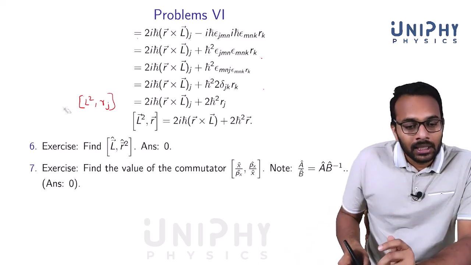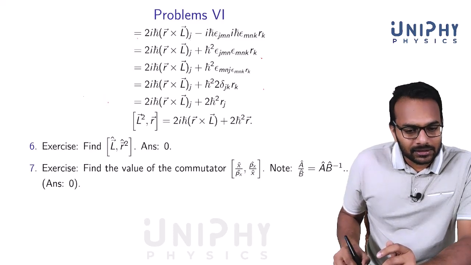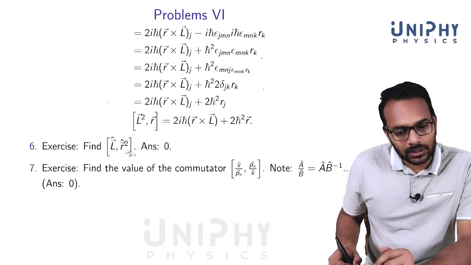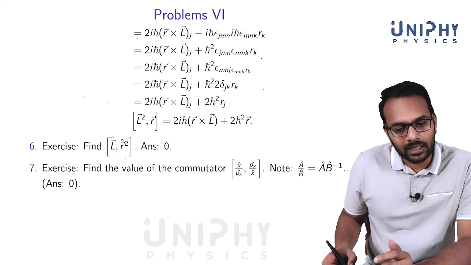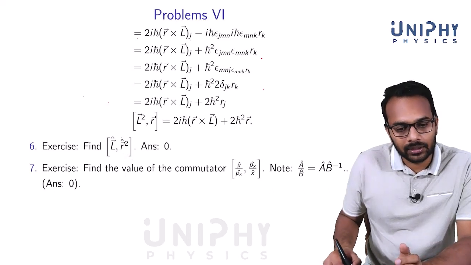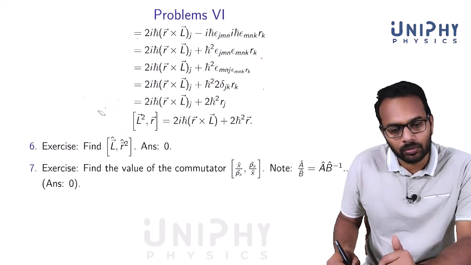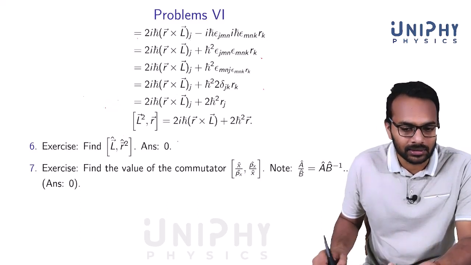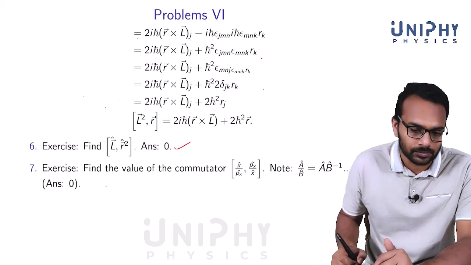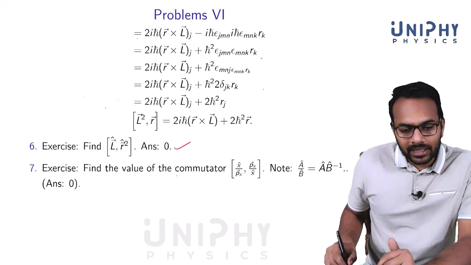So that's it. Now I leave it as an exercise for you to find L with R square. We have found L with R. Now we need to find L with R square. This R square you can write as Ri or Rj as you like, and you take one component of it and try the same thing. The answer is 0. Now find the value of the commutator.